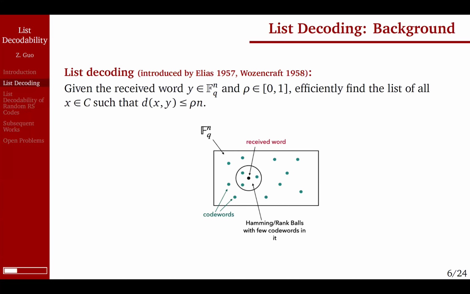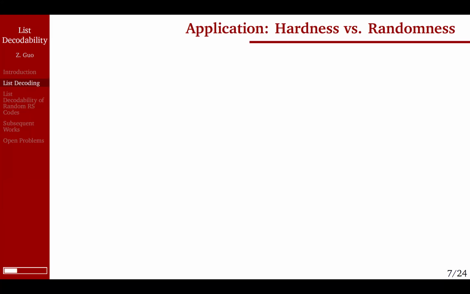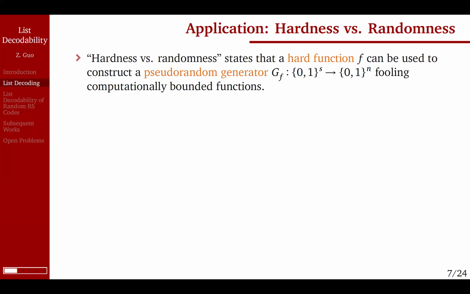Also, to motivate this definition, it's a very useful notion not just in coding theory, but also in complexity theory. People find many applications of list decoding. Let me give you one application, hardness versus randomness. Say you can construct what we call a pseudorandom generator, which stretches a short seed into a long string that still looks random as long as it's against functions that are computationally bounded. As long as the function is not too powerful computationally, the output of the generator should look like a random string.